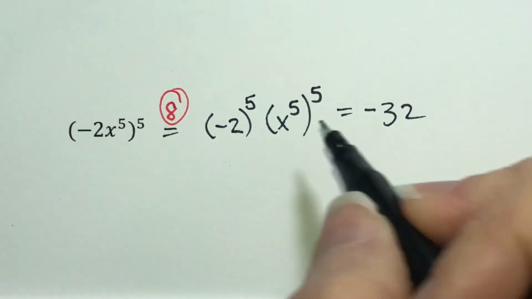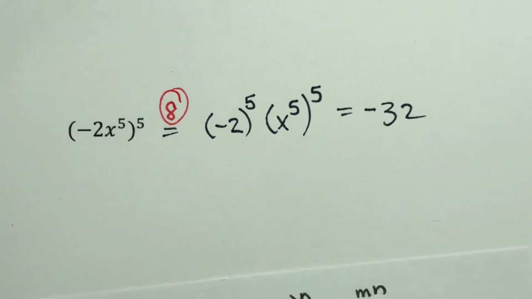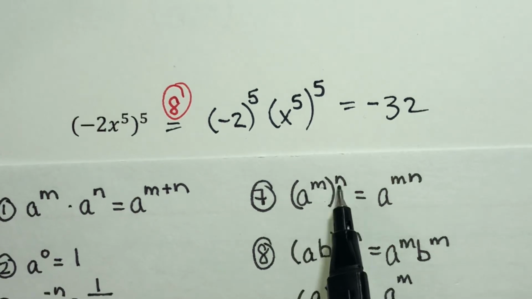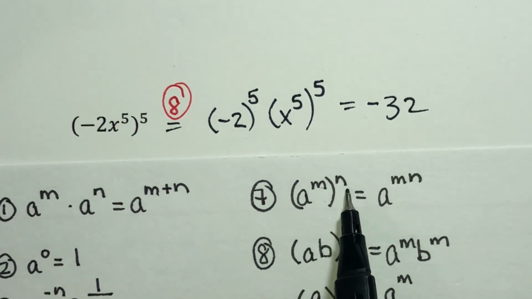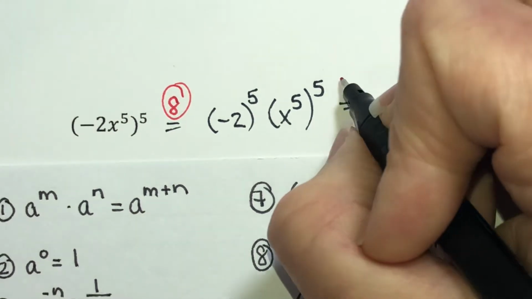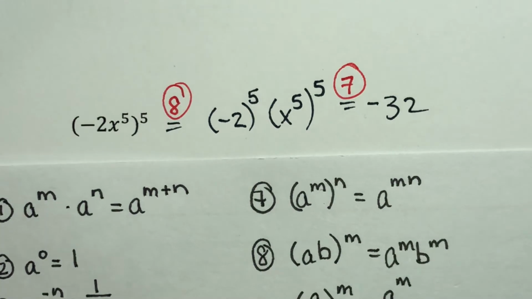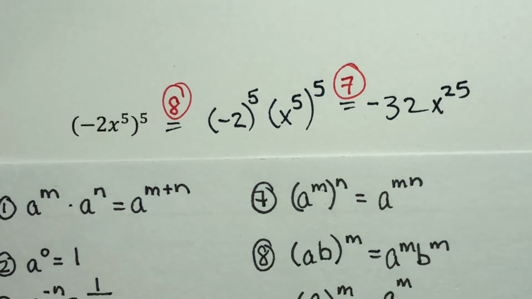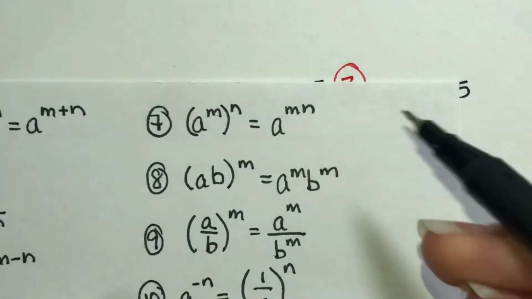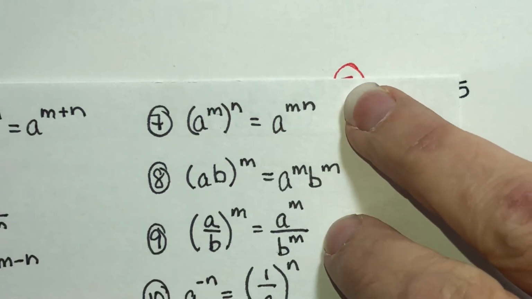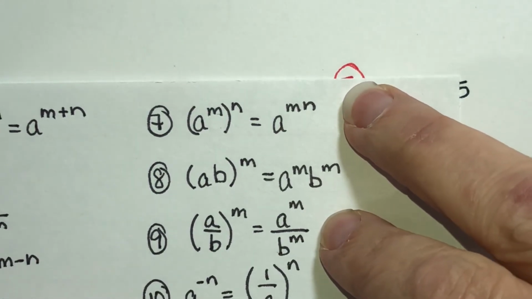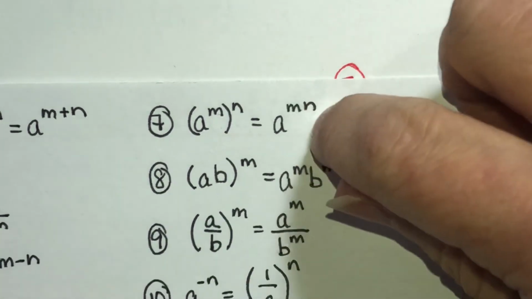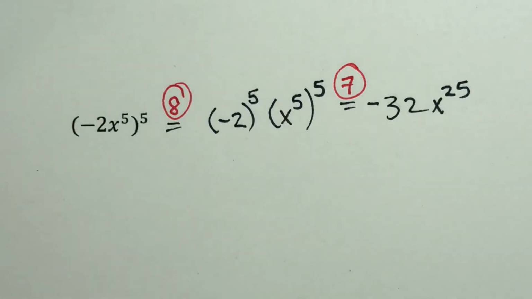Now I have to deal with this part. I have an exponent raised to an exponent. This is going to be property number 7, which says you get to multiply those two exponents together. So in this step, I'm using property 7. And I get negative 32x to the 25th. And that's my final answer. These three properties are often used together. A lot of these problems, you'll start out using one of these two properties, and then you're going to end up using this one somewhere.